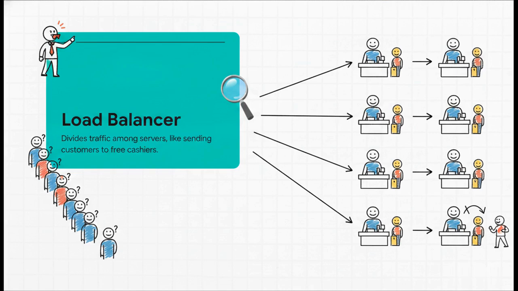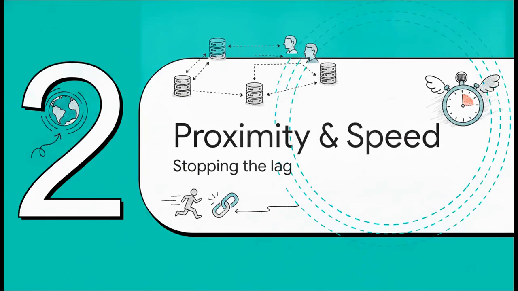Instead of one server taking all the heat, the traffic gets evenly divided among hundreds or even thousands of servers. If one server suddenly gets bogged down or goes offline, the load balancer just automatically reroutes new users somewhere else. This simple, brilliant division of labor is why websites stay fast even during huge traffic spikes. Moving on to step 2, proximity and speed, or how we stop the lag.